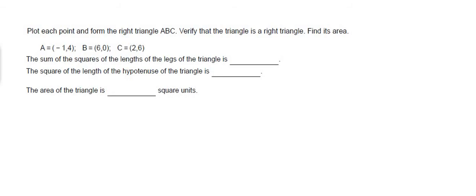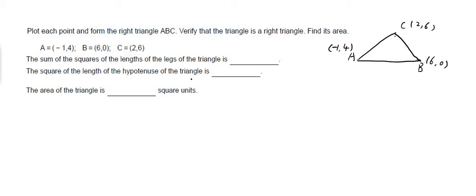The first step, we're still going to draw the picture. So we have A is -1, 4, and B is, for example, 6, 0, and C is 2, 6. So we connect these three points. We write down the coordinates: A is -1, 4, C is 2, 6, and B is 6, 0. Now, how to find the lengths of each side? We're going to follow the distance formula. For example, here AB.